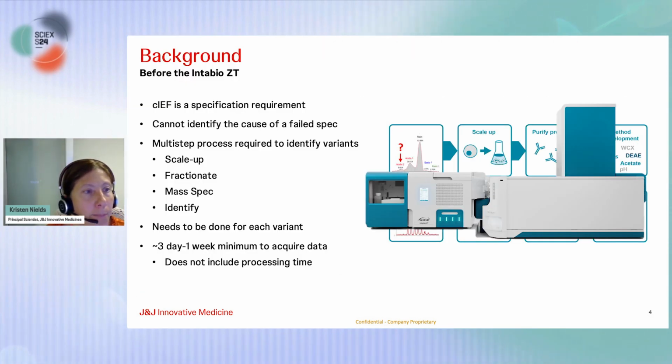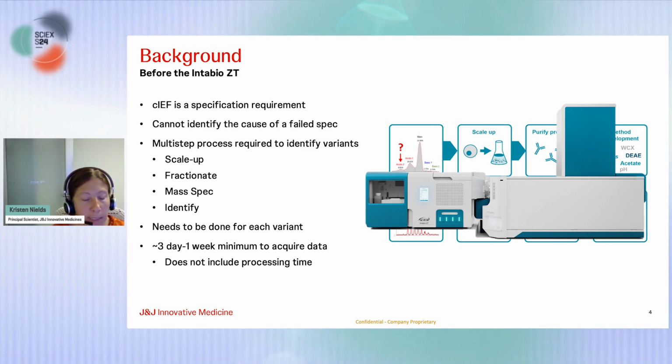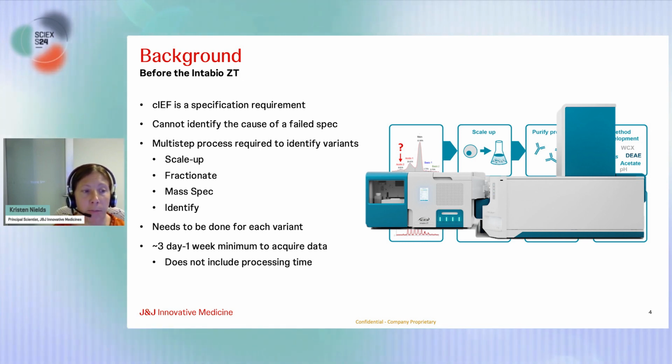So currently, we have the Intabio ZT system, right? So cIEF we know is a specification requirement. Many times a cIEF will fail spec, and we have to drill down what that root cause is. It becomes a huge bottleneck. It can take hours upon days, upon months to try to get fractionated material from a cIEF or a CEX system, and then to run it to peptide map to do a definitive ID on what that variant is. So sometimes we need to do that for each variant, set a specification. That can take a lot of time, a lot of resource.